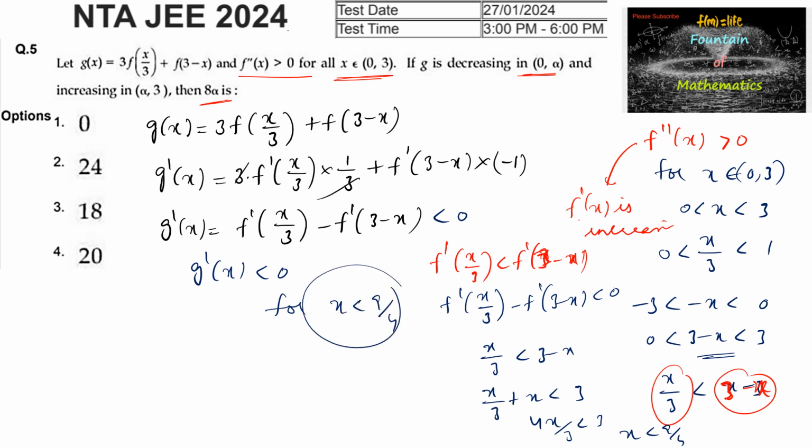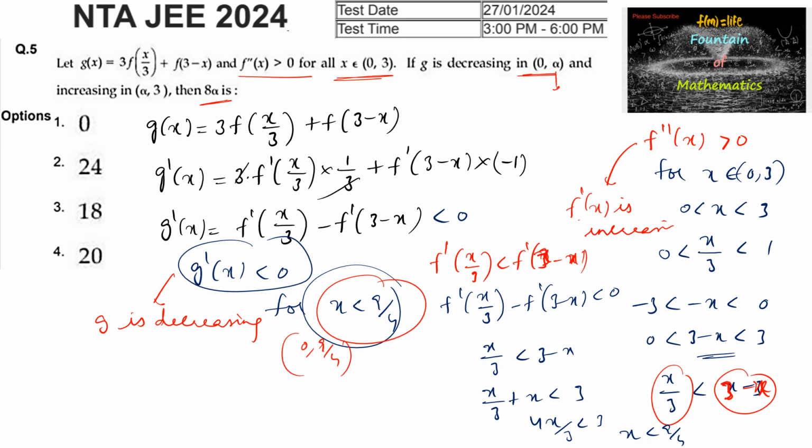So here g dash of x is less than 0 means g is decreasing. G is a function decreasing for 0 to 9 by 4, that is alpha is equal to 9 by 4, and then 8 times alpha is equal to 8 into 9 by 4, that is 18. So we can go with option C. 18 is the answer.